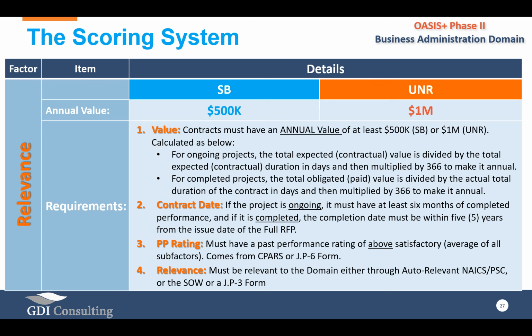If not, then there's a form that comes with the RFP called JP3. You have to get that signed by the contracting officer. And many times that's a necessity because many times the contract does cover business administration work, but it has a NAICS code for research and development or something like that. It doesn't have one of those auto-relevant NAICS codes. So you have to get that JP3 form signed.